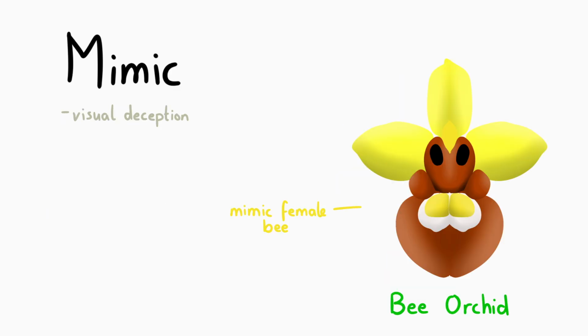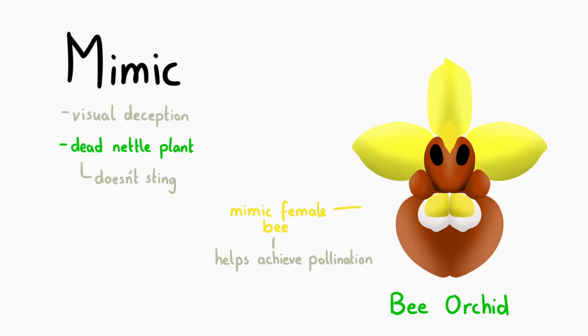Some plants go even further with mimicry as a defense strategy. For example, the bee orchid, Ophrys apifera, has evolved flowers that closely resemble female bees in appearance and even produce similar scents. This tricks male bees into attempting to mate with the flower, facilitating pollination in the process. Another fascinating example is the dead nettle plant, which closely resembles the stinging nettle but doesn't actually produce stinging hairs. By mimicking a harmful plant, it deters herbivores without having to invest energy in producing actual defensive structures.